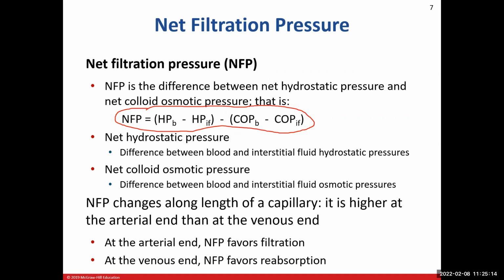And what we'll see is, if it's a positive value, we're going to be favoring filtration. And that's what we should see at the arterial end. So when we're looking at the capillary bed, near the arterial end, we should see filtration being favored. So that should be a positive value. And then if we're looking at the venous end, that should favor resorption. So we'll have a larger value of the overall osmotic pressure.